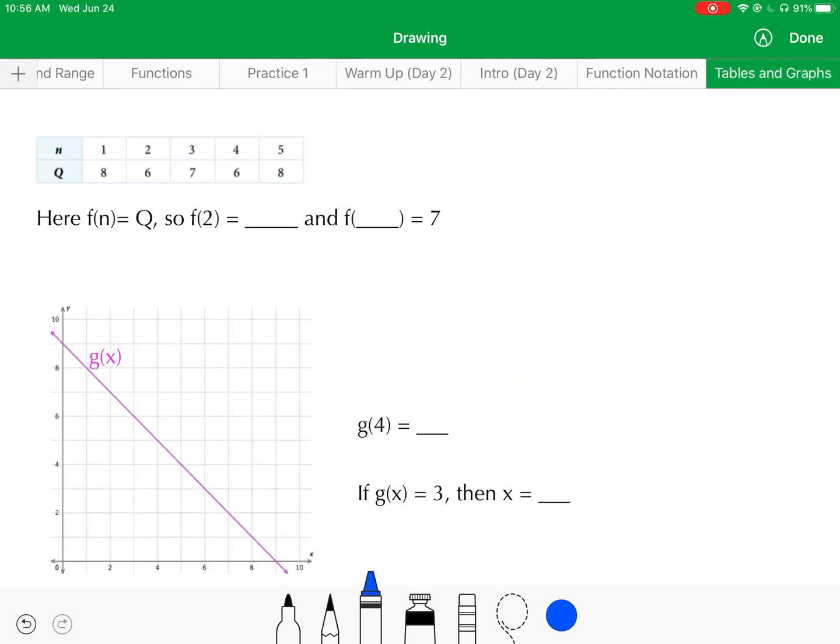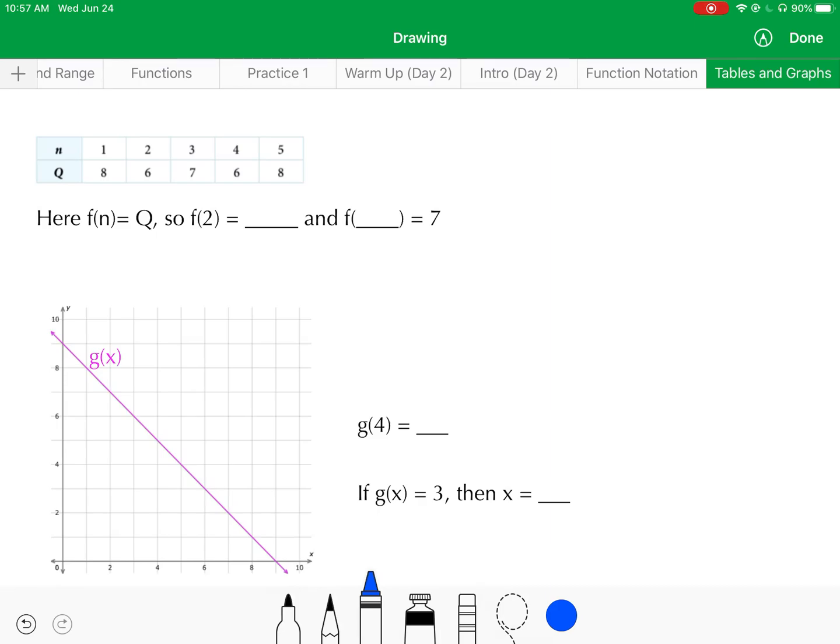Now let's look at how to evaluate functions by looking at tables and graphs. Okay. So at the top here, you have a table of n values and q values. So notice I'm not using x and y here, I'm using n and q. Typically in a table, it's understood that the values that are in the top, those are your independent values, and the values on the bottom are your dependent values. So n is like my x here, q is like my y, all right?